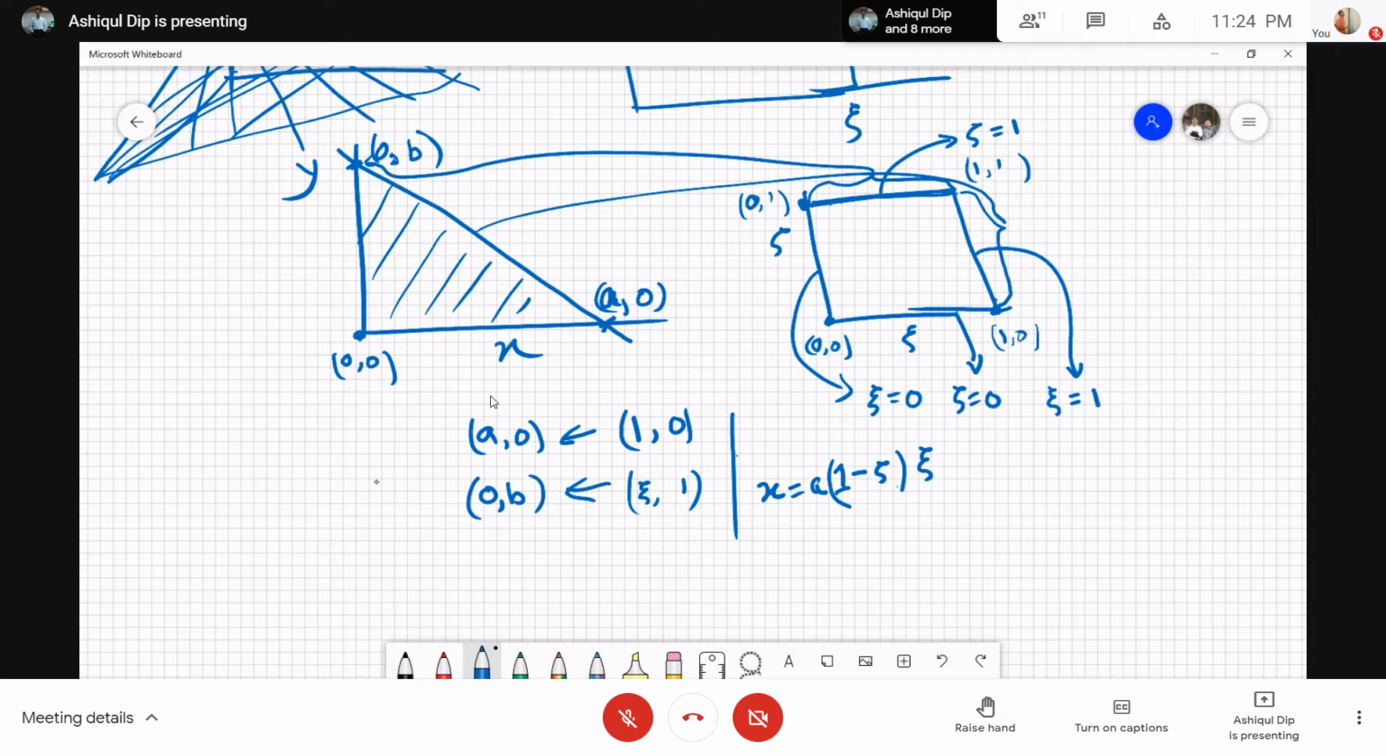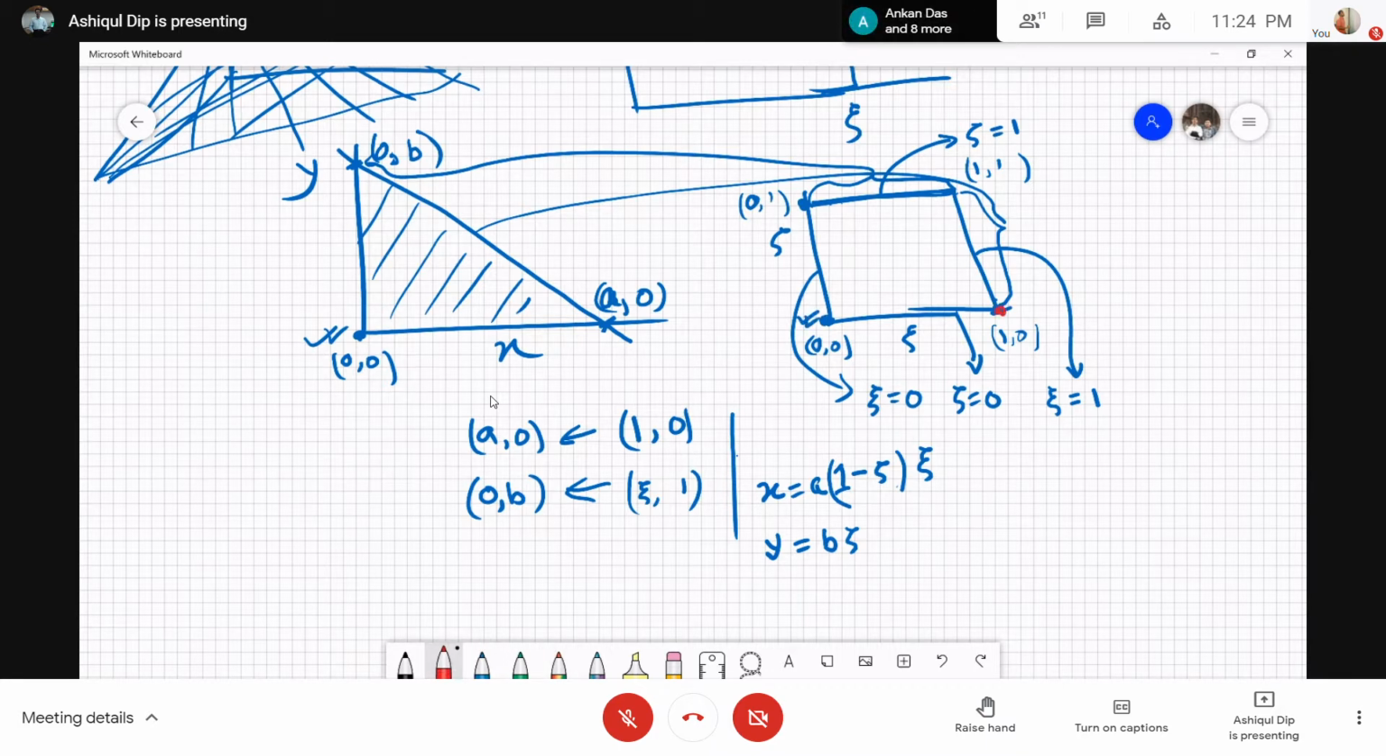I think that's it, and the rest. So let's try this: y equals zeta b. Does that work? So let's try for 4 points. When it's (0, 0), x is 0, y is 0, so it works. So these 2 points check, right?